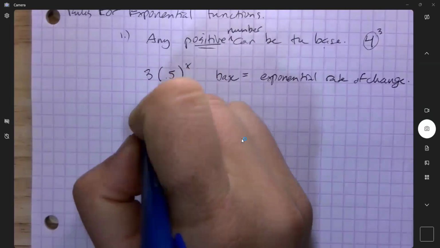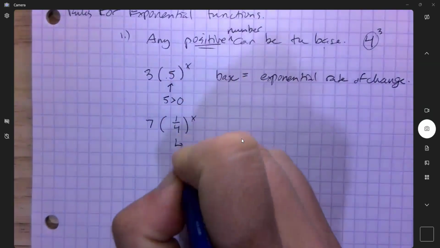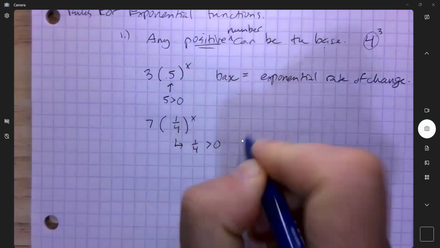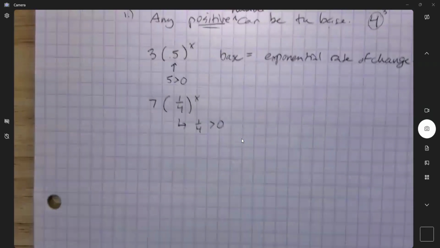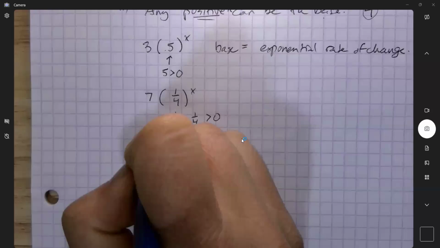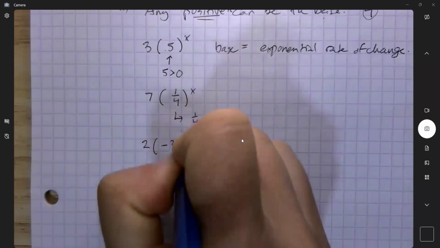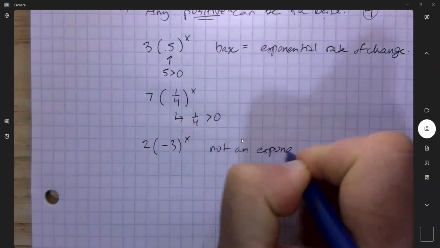Here's another one that's okay. 7 times 1/4 to the x. That's okay because 1/4 is bigger than 0. Here's one that's not okay. 2 times -3 to the x. Not an exponential function.